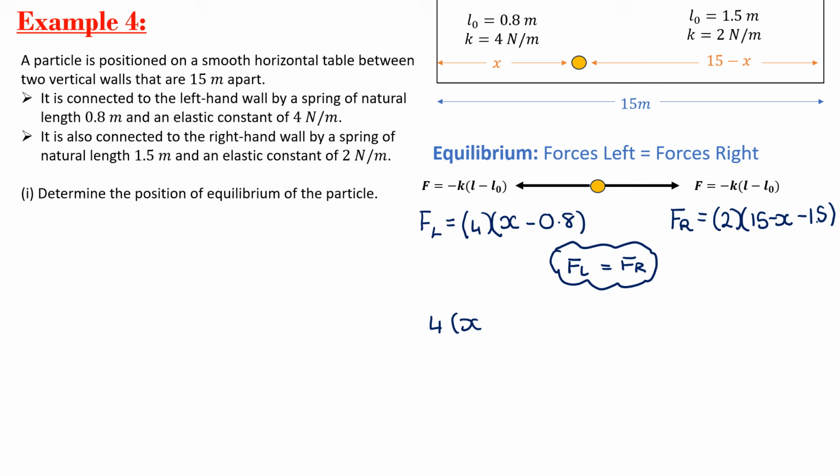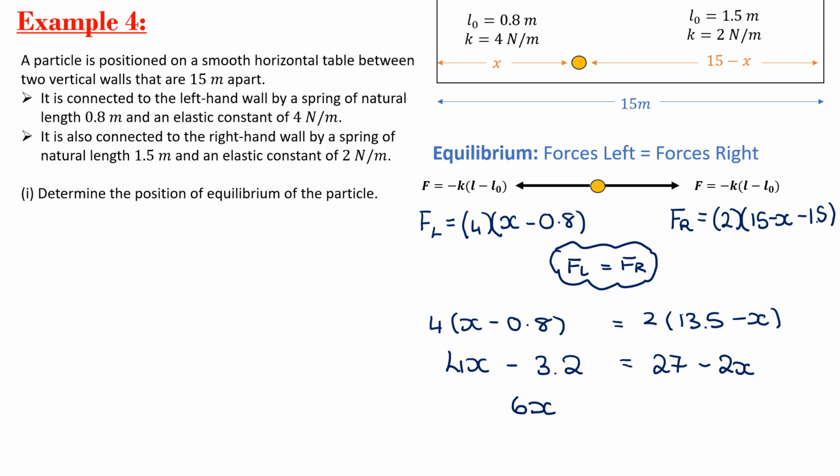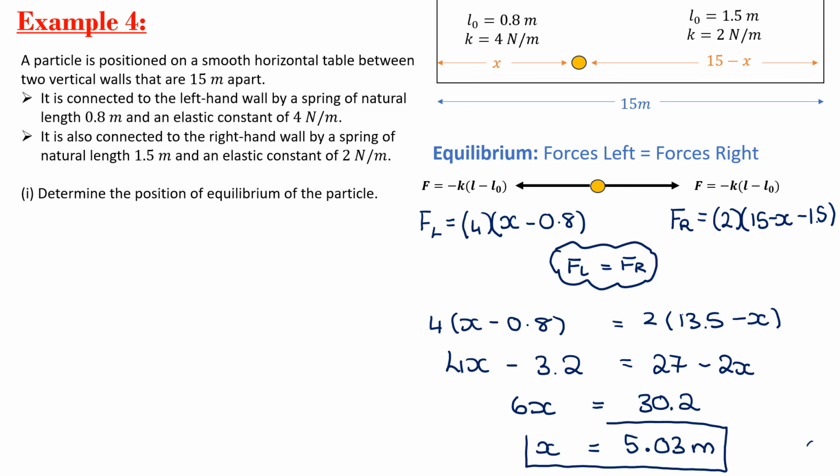So we get 4 times X minus 0.8 is equal to 2 times, I'm going to clean this up slightly, so I have 15 minus 1.5, which gives me 13.5 minus X. So I get 4X minus 3.2 is equal to 27 minus 2X. This gives me 6X equals 30.2, and then we divide both sides by 6 and we get 5.03 meters, and that's just rounded to 2 decimal places. Now it said determine the position of equilibrium. Now that's not enough.